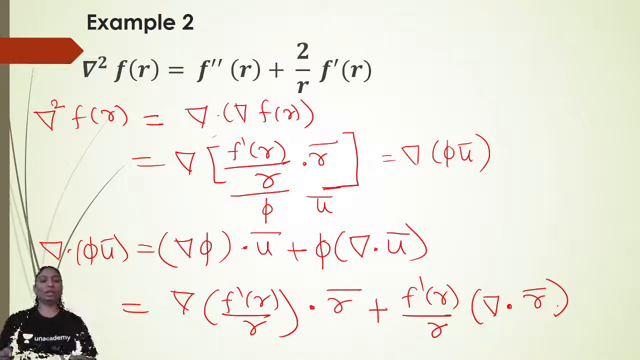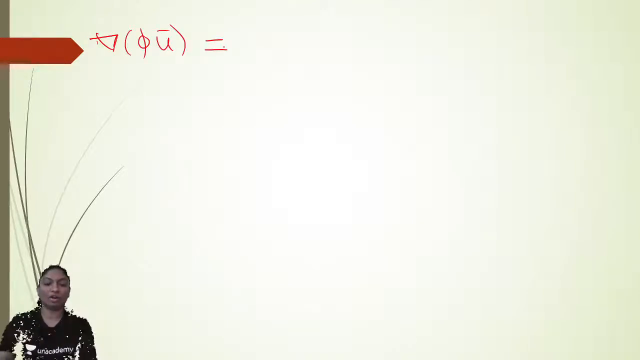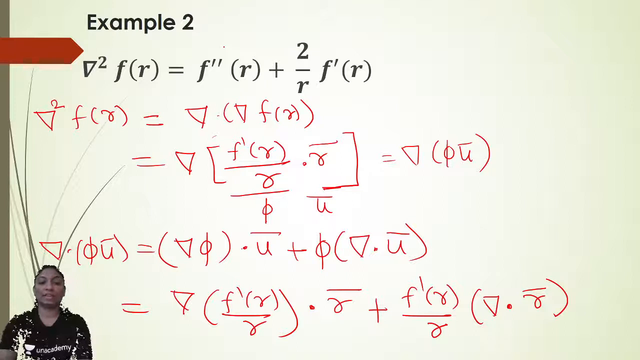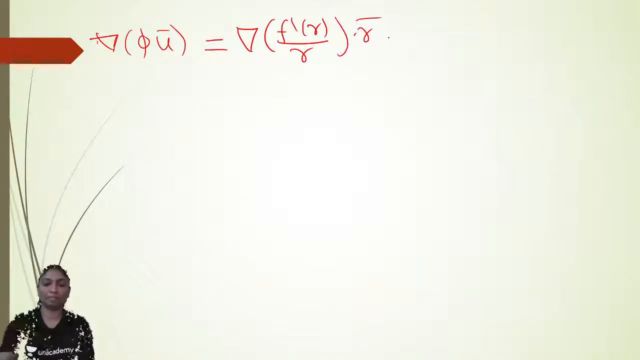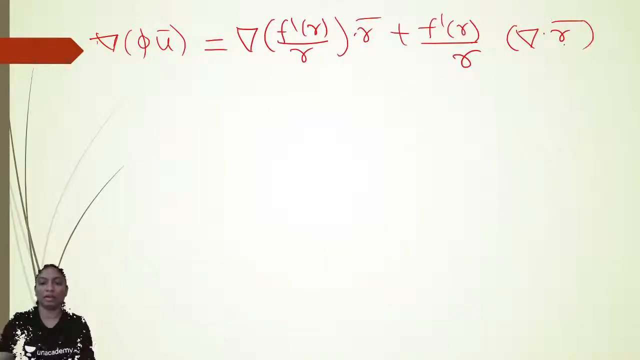Now I hope you are clear here. Del of f dash of r upon r into r bar plus f dash of r upon r into del dot r bar. Okay. So del dot phi u bar is equal to del of f dash of r upon r into r bar plus, I am writing again here the same term, f dash of r upon r into del dot r bar, right?